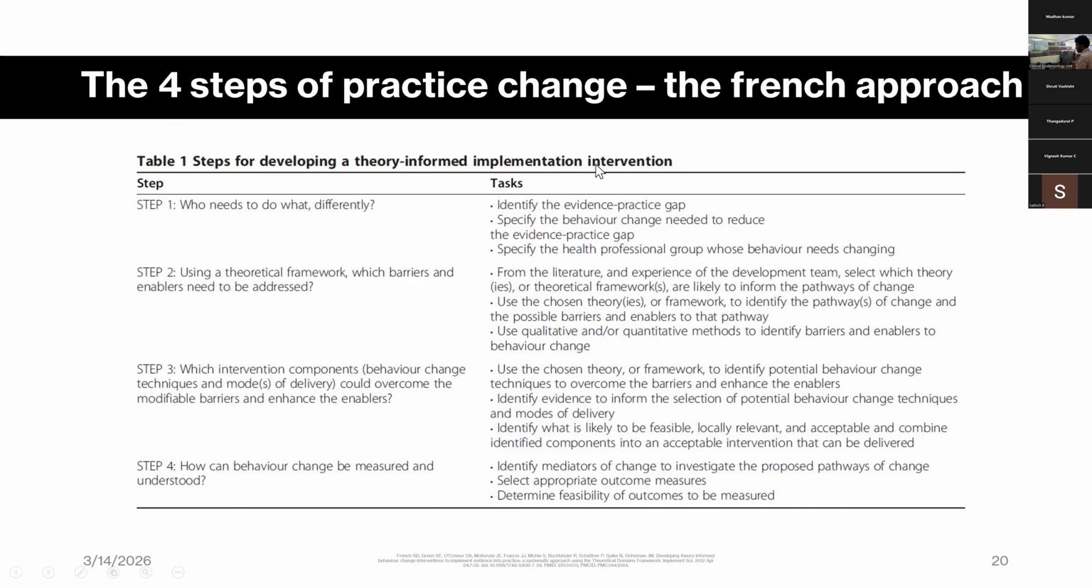It requires 4 steps. The first step is to identify who needs the intervention and what intervention, how differently. The second step is to identify, using a theoretical framework, what are all the barriers and enablers that have to be addressed. Step 3 would be to find out which intervention components could overcome the modifiable barriers and enhance the enablers. And step 4 is to find out how the implementation outcomes can be measured and understood.